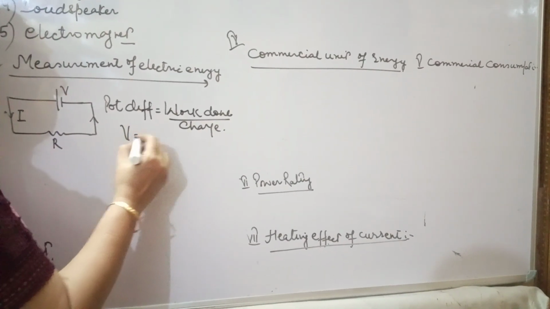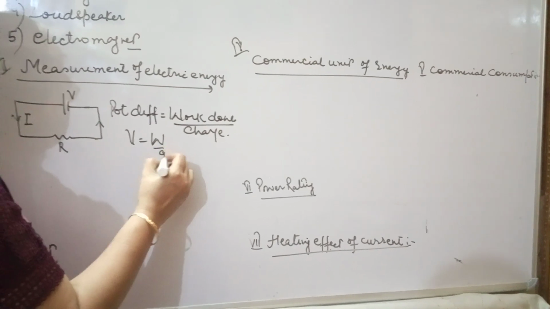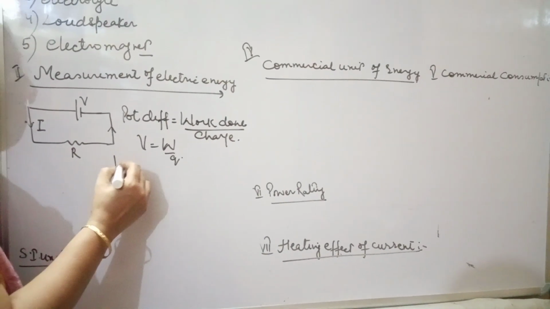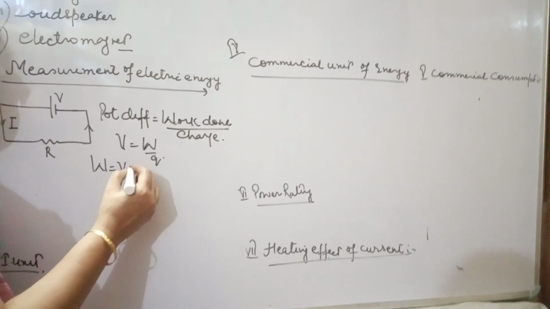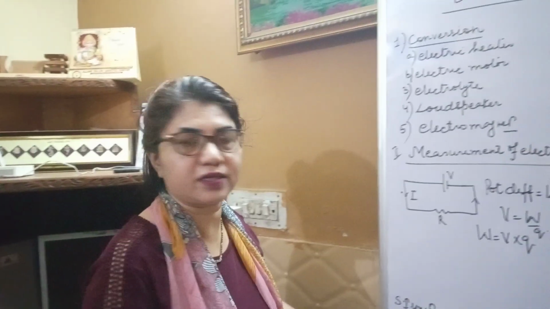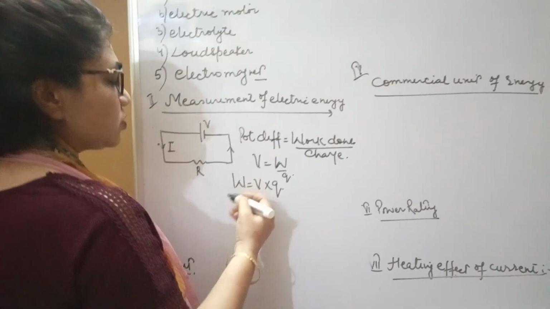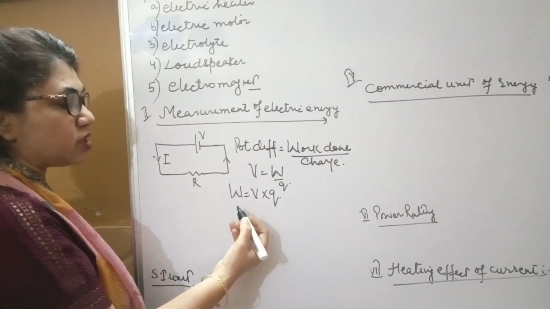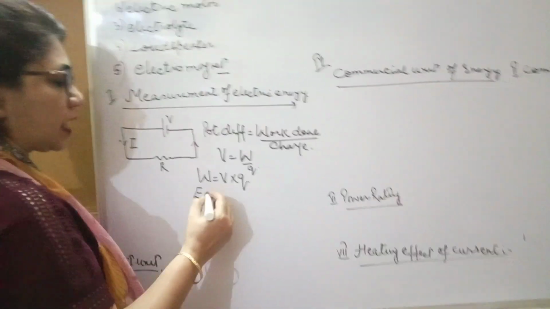V is equal to W upon Q. So I just pick out this W. W is equal to V into Q. This work done is nothing but the electrical energy. So now I will tell you the different forms of electrical energy, how we calculate.